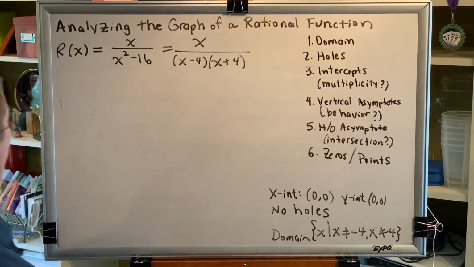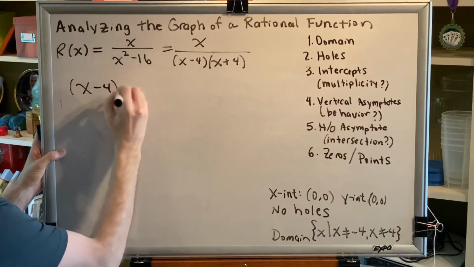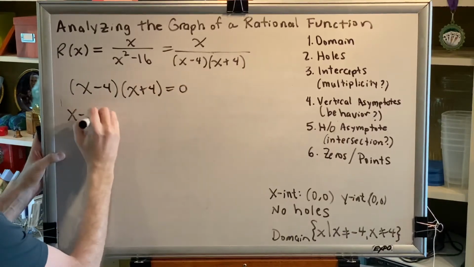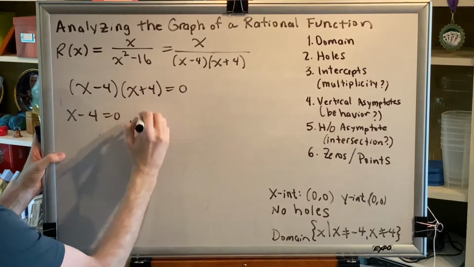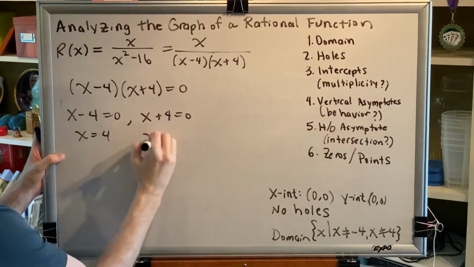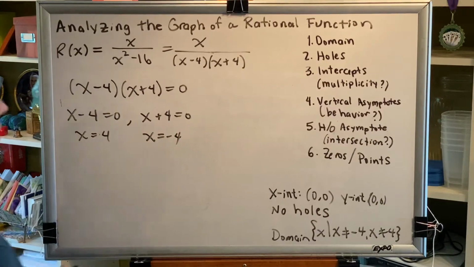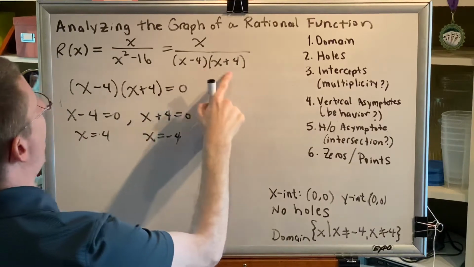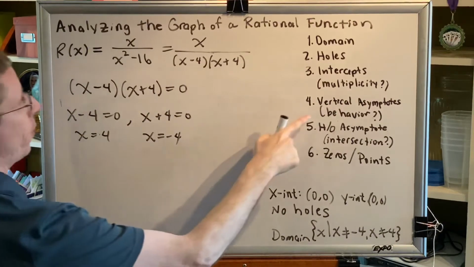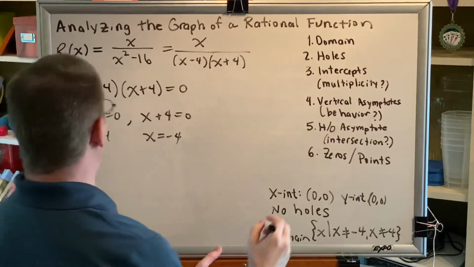To find vertical asymptotes, we set the reduced r denominator equal to 0. So we have (x minus 4)(x plus 4) equals 0. By the zero product property, we get x minus 4 equals 0, or x plus 4 equals 0. And therefore, x equals 4, x equals negative 4. We have two vertical asymptotes. And because each one has a factor that only appears one time, the behavior near each one is going to be up on one side, down on the other.